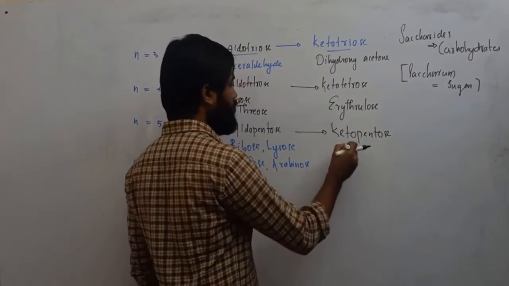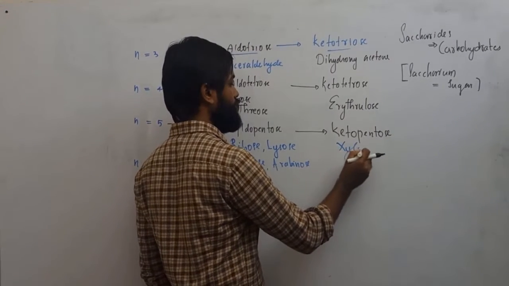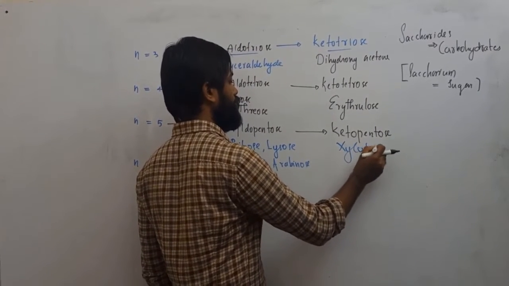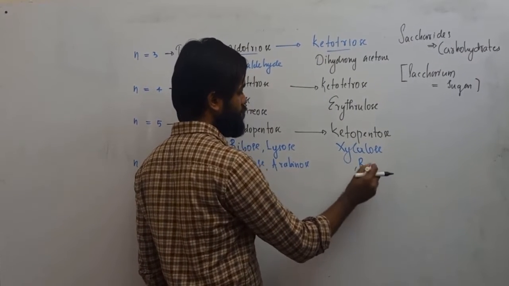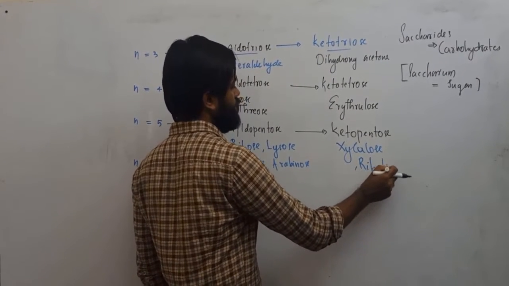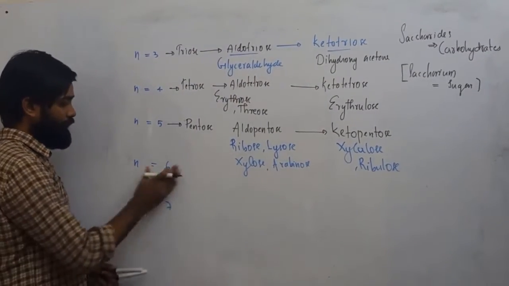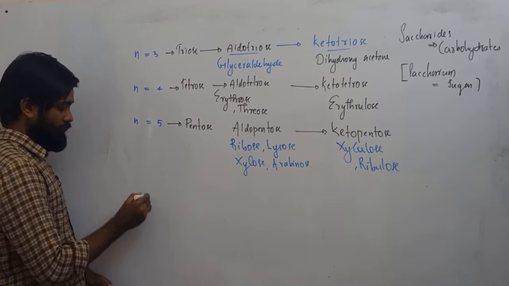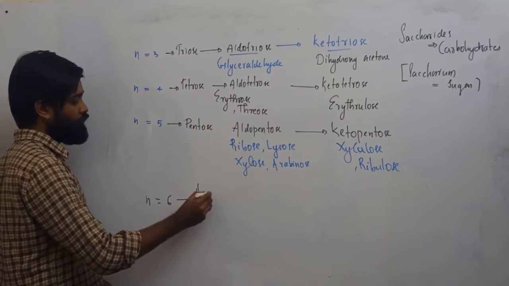Ketopentoses are ribulose and xylulose. Okay. If n is 6, then they are called hexose. Hexose, aldohexose.